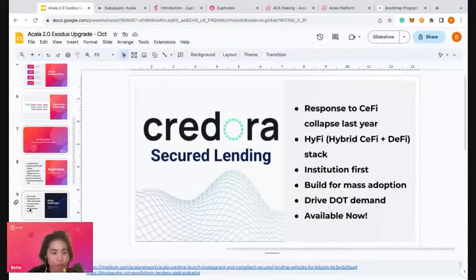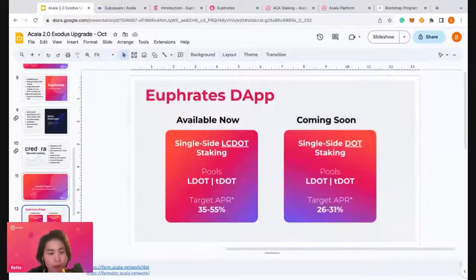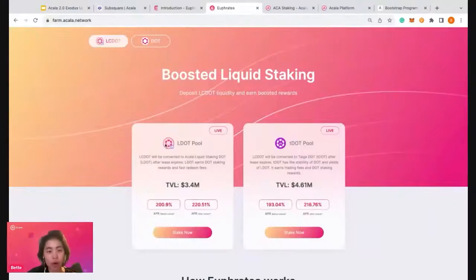So that's that. And then the next part is the liquidity program. There's a lot to talk about, but I will just highlight a few things. First of all, we have a single-sided LCDOT staking program that's going on. I think you've already seen it. If you haven't, we'll provide all the links, right? So you can go on to it.